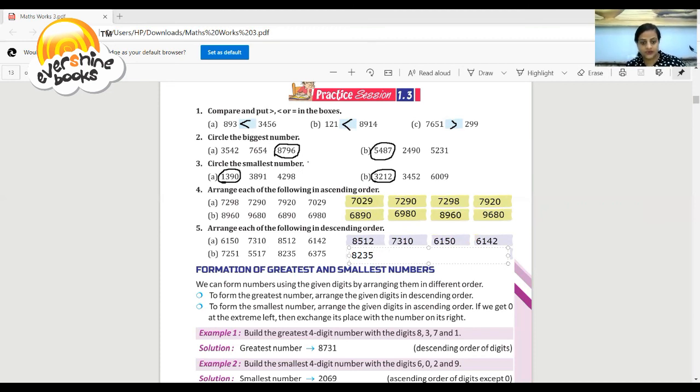Next is 7,251. Next is, it is so simple because no other number is there, 6,375. Now the last number, and that is the smallest of all, is 5,517. This is the smallest of all and we are going to write it in the last block. Okay, students?